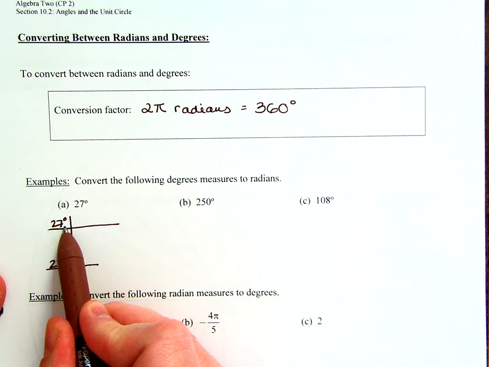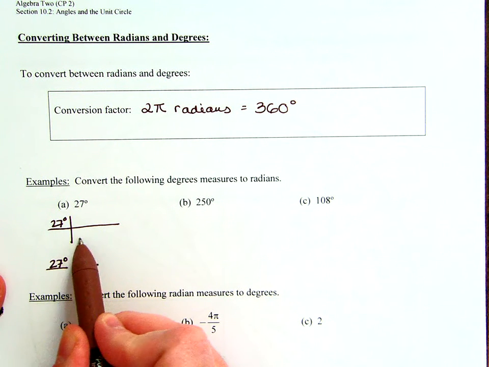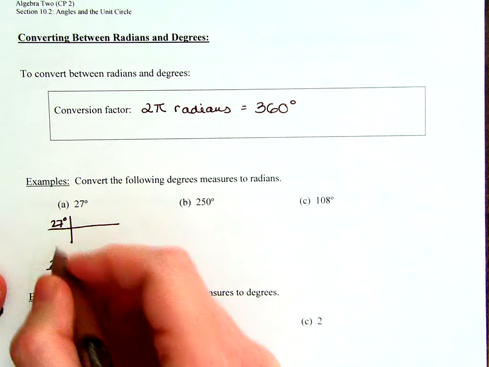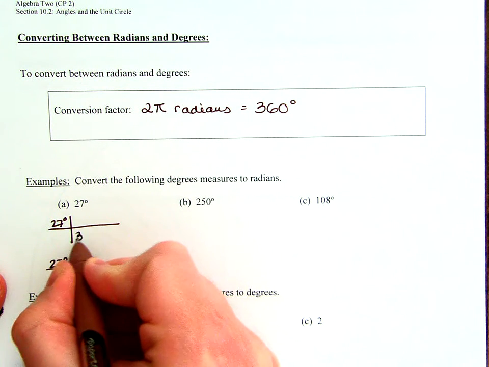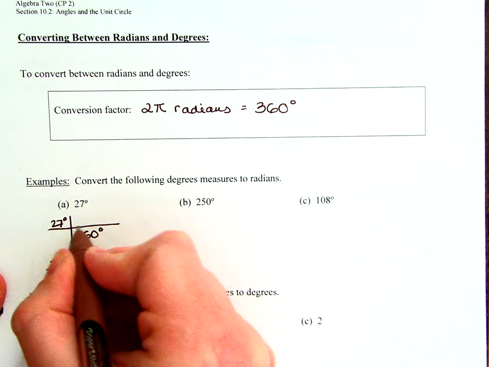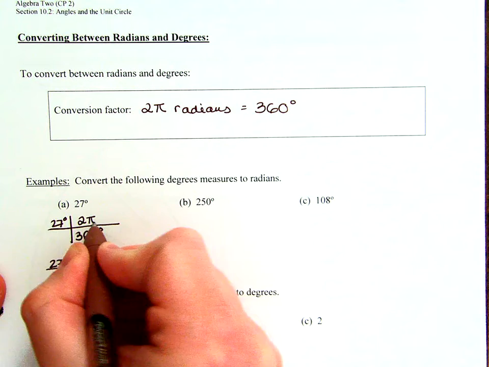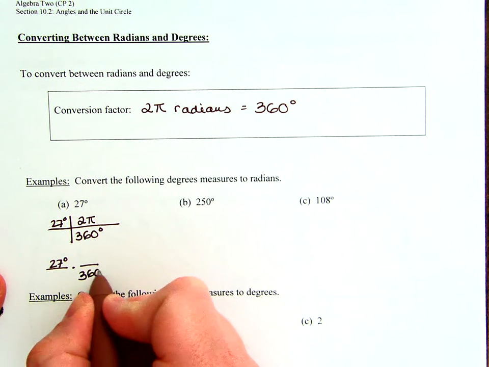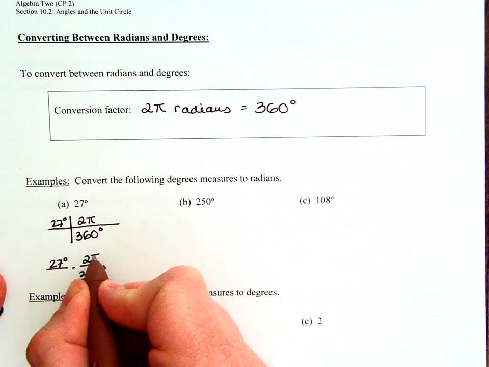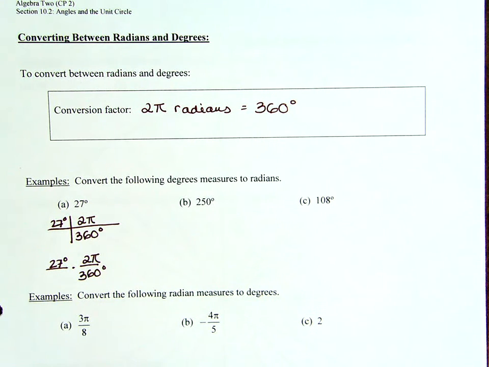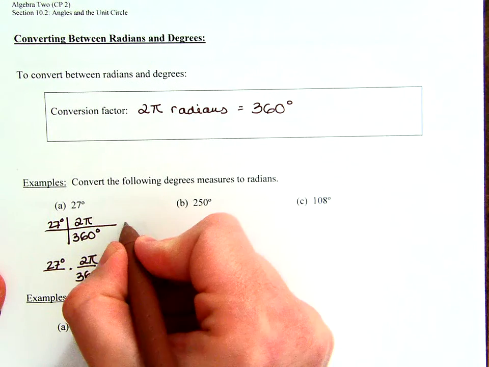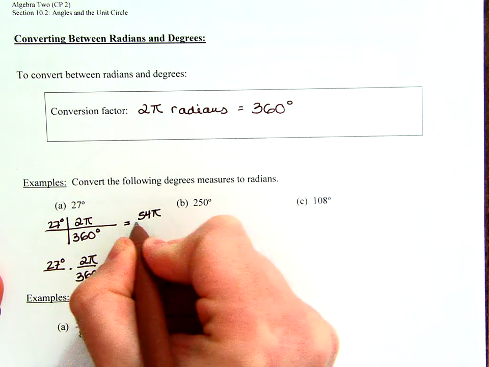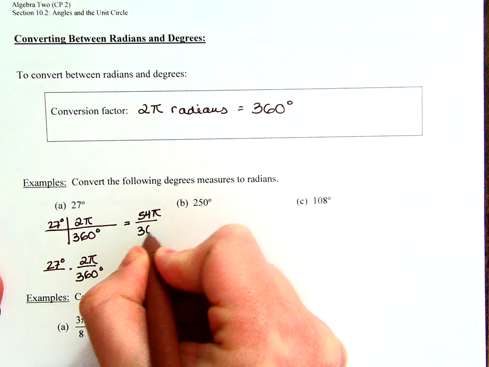27 degrees, I want to change that into radians, which means I need to put my degrees part of the conversion factor on the bottom and my radians part of the conversion factor on the top. I'm going to say 360 degrees on the bottom and 2 pi on the top. Then we're going to multiply, and we'll get 54 pi over 360.